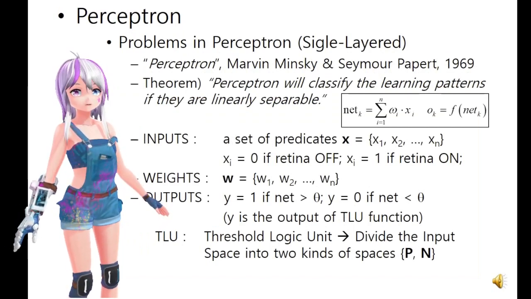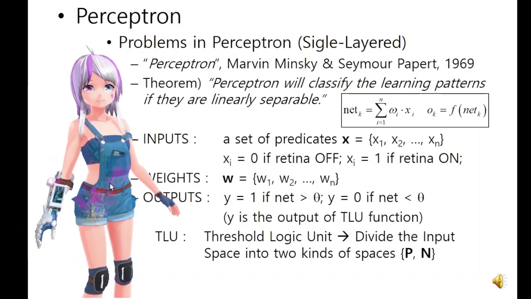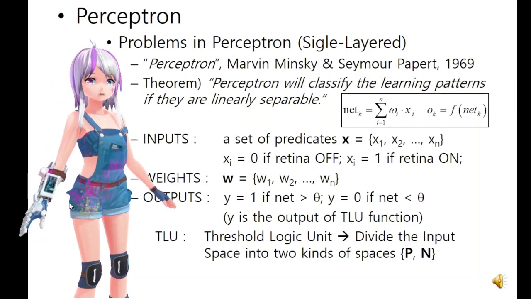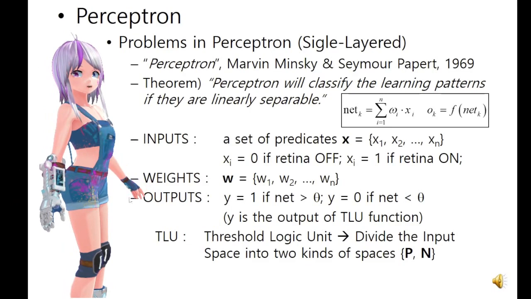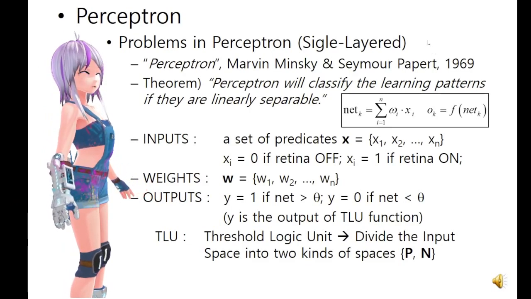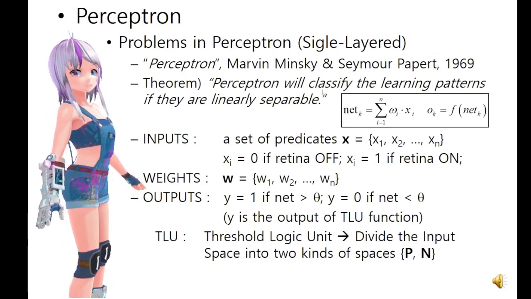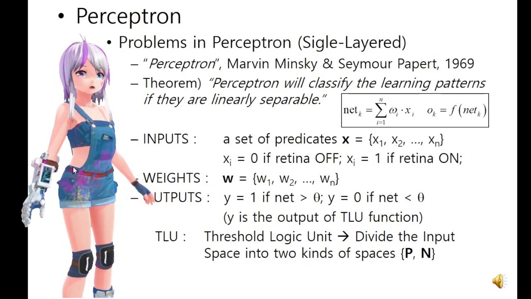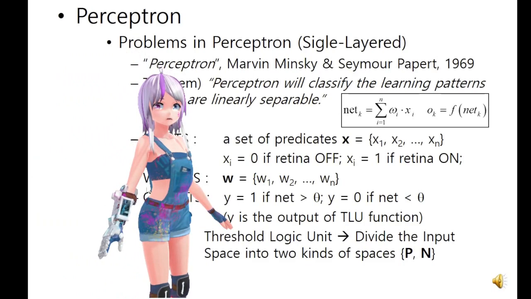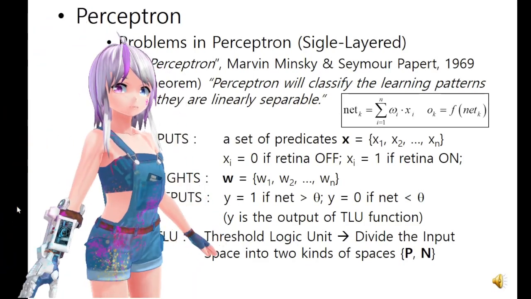Okay, we have problems in the perceptron if it is single layered. From the 1969 monograph by Marvin Minsky and Seymour Papert, named Perceptron, the theorem says the perceptron will classify the learning patterns if they are linearly separable.